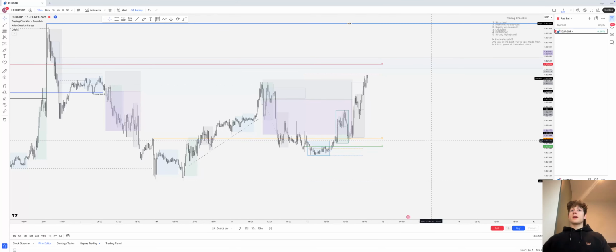But yeah, these were the trades, guys. I hope you learned a lot from this kind of trade breakdown.